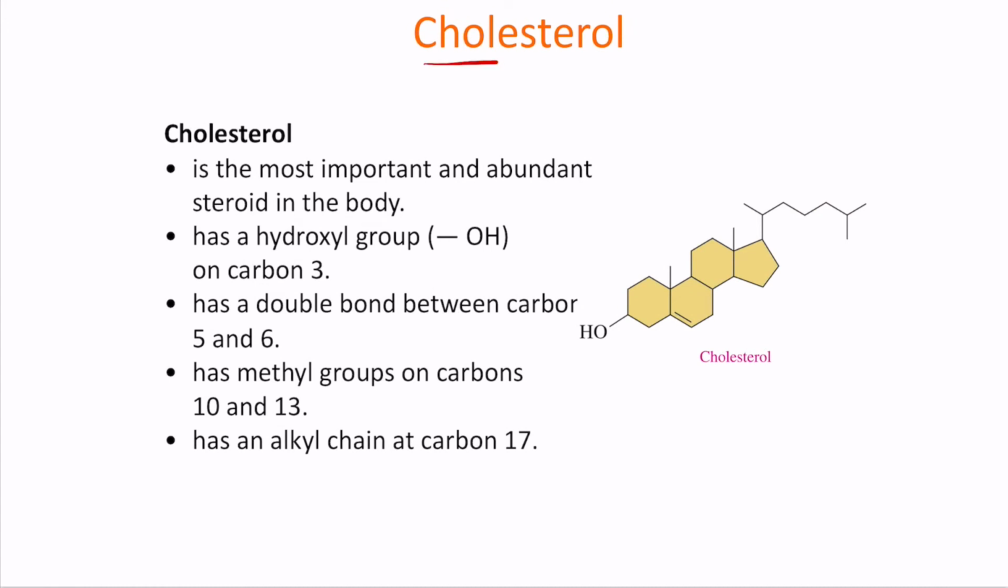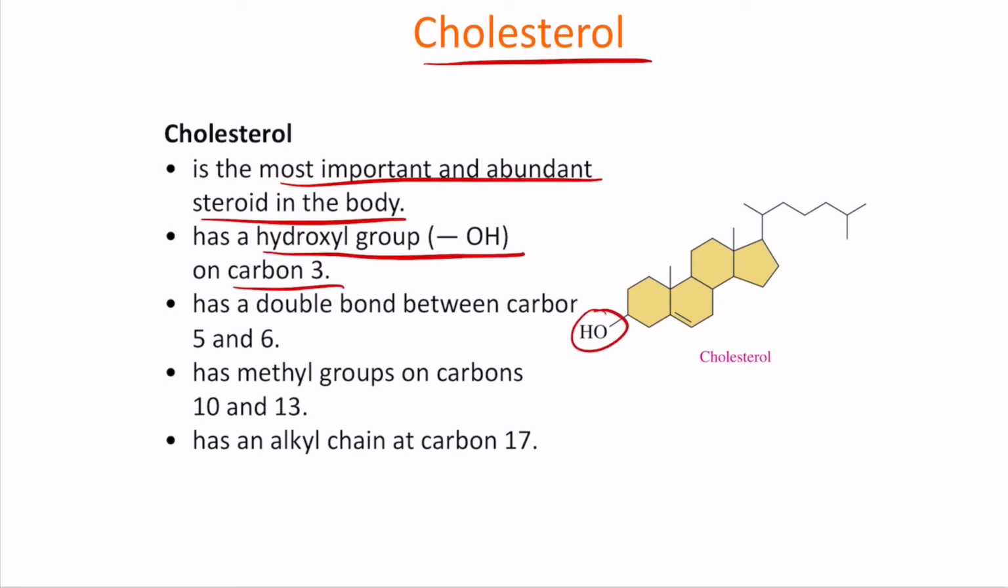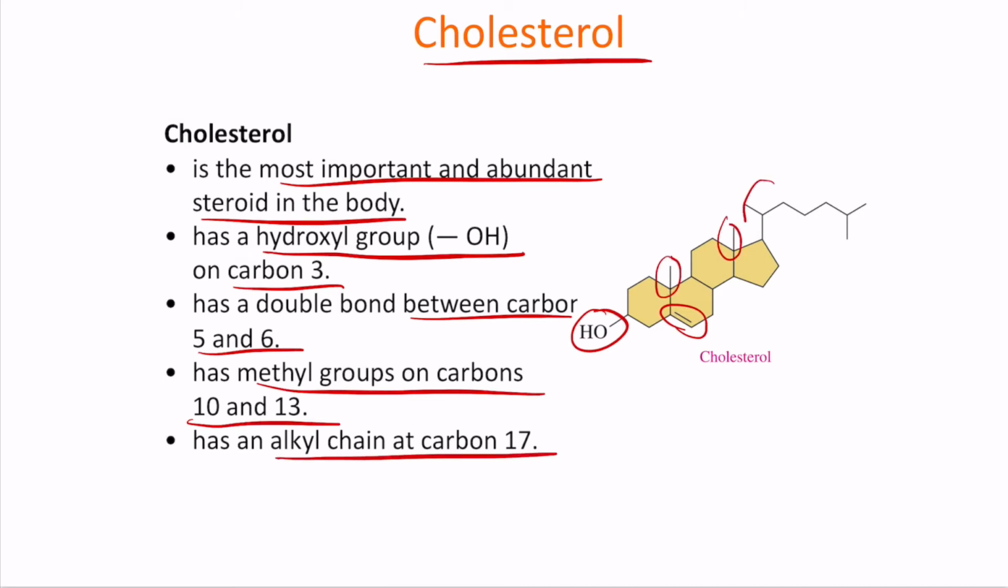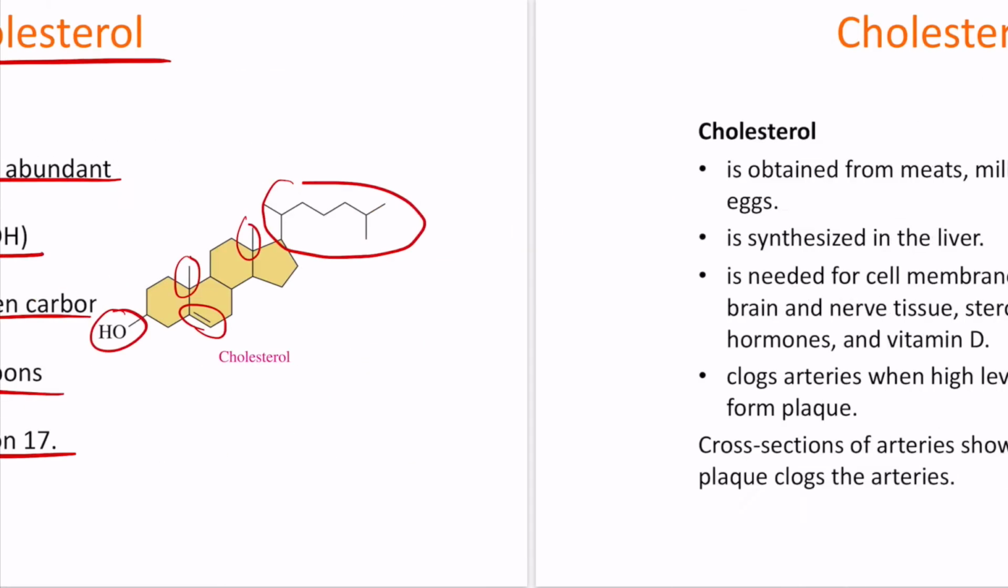So let's start with cholesterol. Cholesterol is the most important and abundant steroid in the body. It has a hydroxyl group on carbon 3, and it also has a double bond between carbons 5 and 6. It has methyl groups on carbons 10 and 13, and it has an alkyl chain on carbon 17. So these are the 5 main distinguishing features of cholesterol.